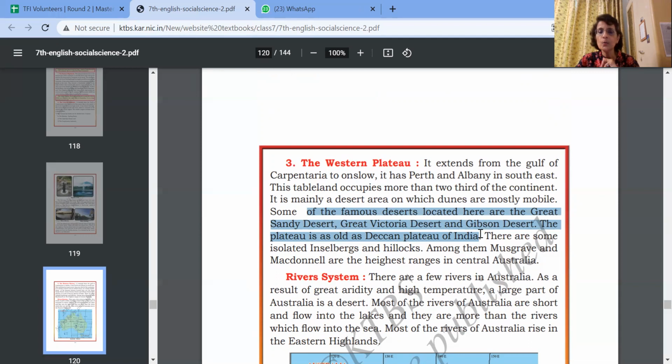So plateau is as old as the Deccan Plateau of India. So if you compare it, it is as old as the Deccan Plateau. So we have a plateau which is called the Deccan Plateau, which is very much in the central part of India. Generally, a lot of Maharashtra and Madhya Pradesh, a little bit maybe of Andhra, but it is basically that area that comes under this Deccan Plateau of India. So it is almost as old as that, and you will have to learn the name of Sandy Desert, Great Victoria Desert, and Gibson Desert.